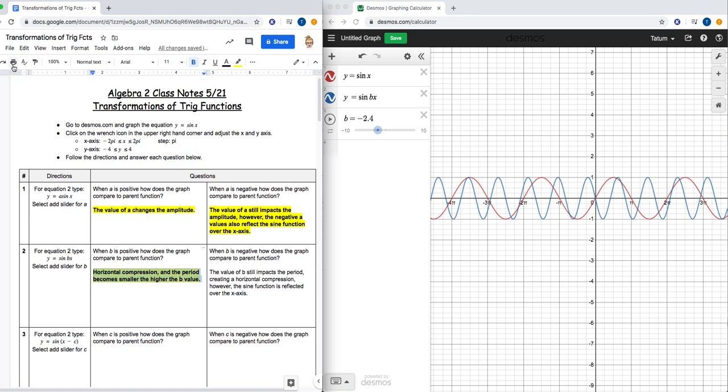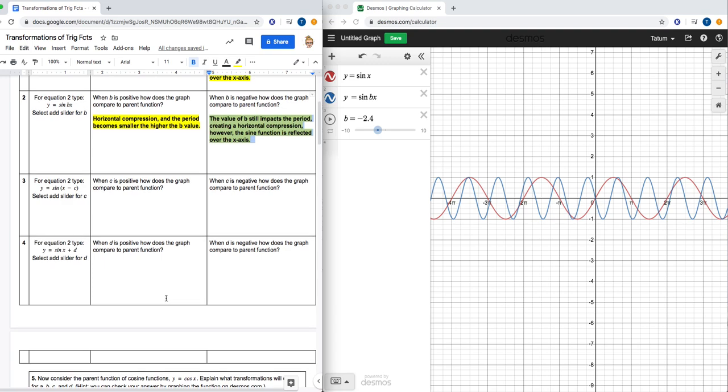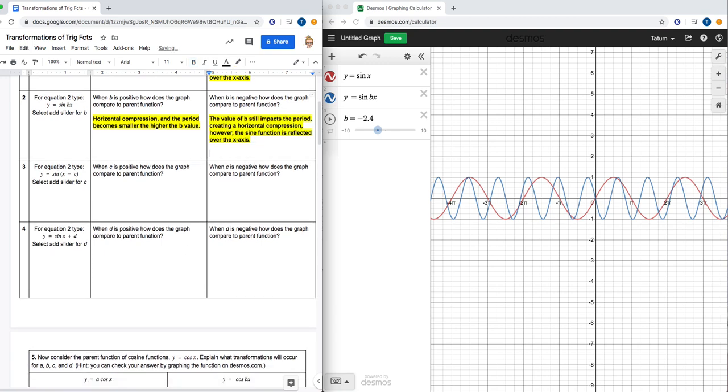Let me change the formatting of this so they match. There we go. So why don't you go ahead and finish this first page without me. Go ahead and do 3 and 4. And play around with x minus c inside the function and then plus d outside of the sine function. And just see what happens. Go ahead and write your observations and then we can talk about it together once you come back.